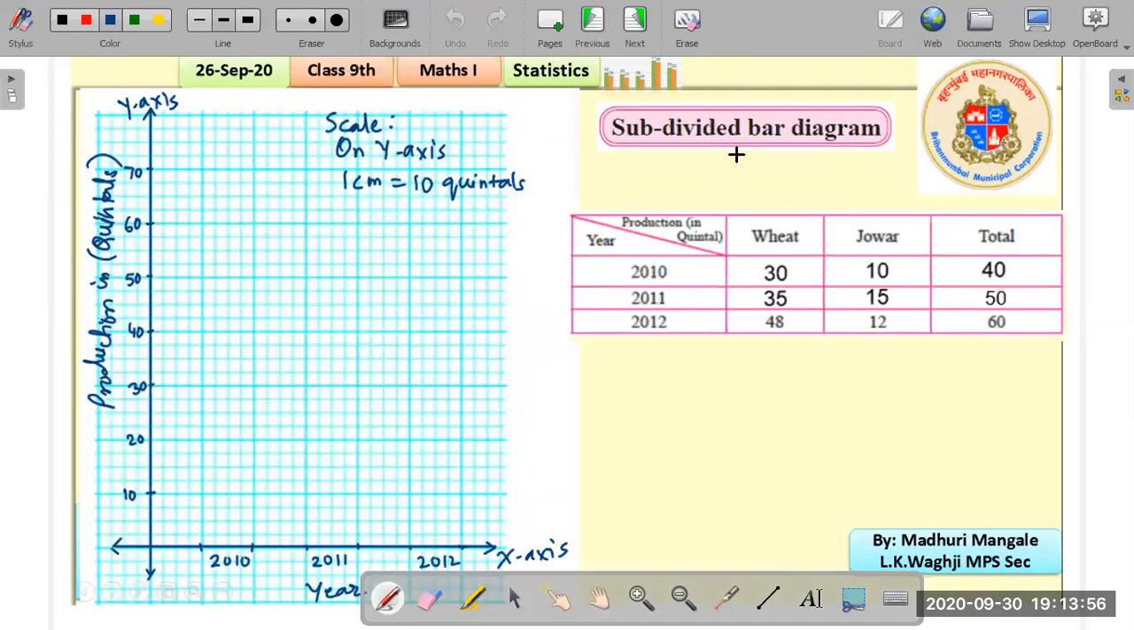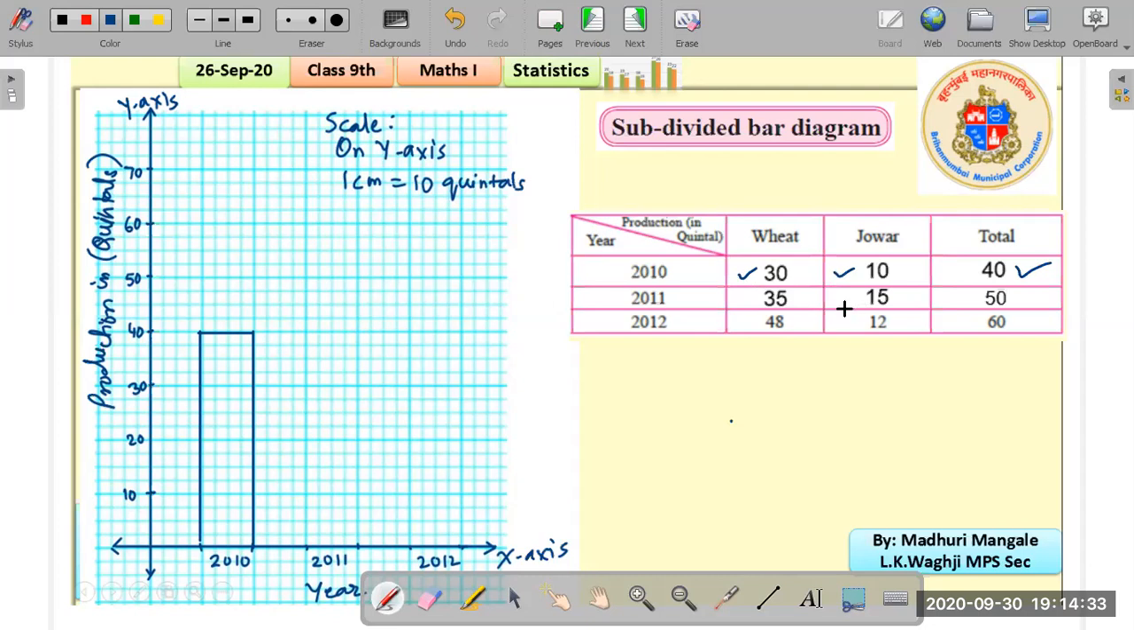Yes, so there we go. We begin with the first year, that is 2010. Now here we have to start with the total. So what is the total? 40. We start with making a bar of 40. So there we go. The total height for the first bar is 40. And with that, we have to label 30 for wheat and 10 for jowar. So 30 for wheat and 10 for jowar.